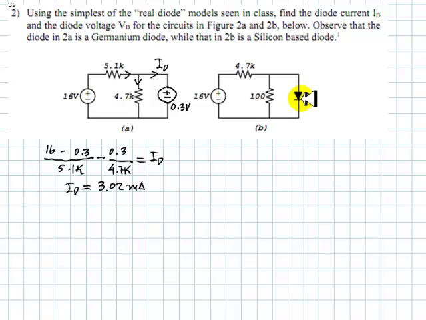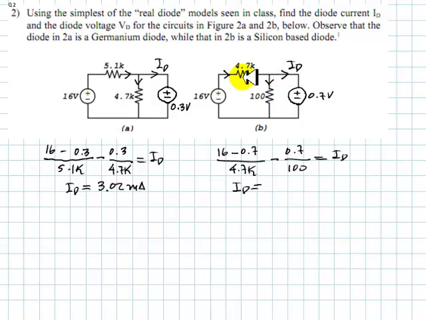Let's assume the diode in figure 2B, the silicon-based one, is also closed. Then we'll represent it with a V source of 0.7 volt. So the current in the diode is computed as the current up here, 16 minus 0.7 divided by 4.7 kilo ohms, minus the current in this resistor, which is 0.7 divided by 100 ohms. But when we compute the current like that, the current in the diode turns out to be a negative one, negative 0.7 milliamps. Negative? And that is impossible. Of course, that is wrong.